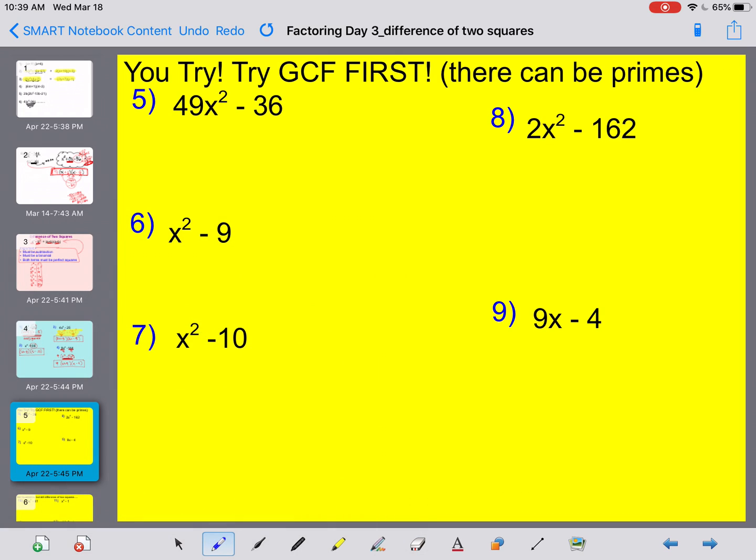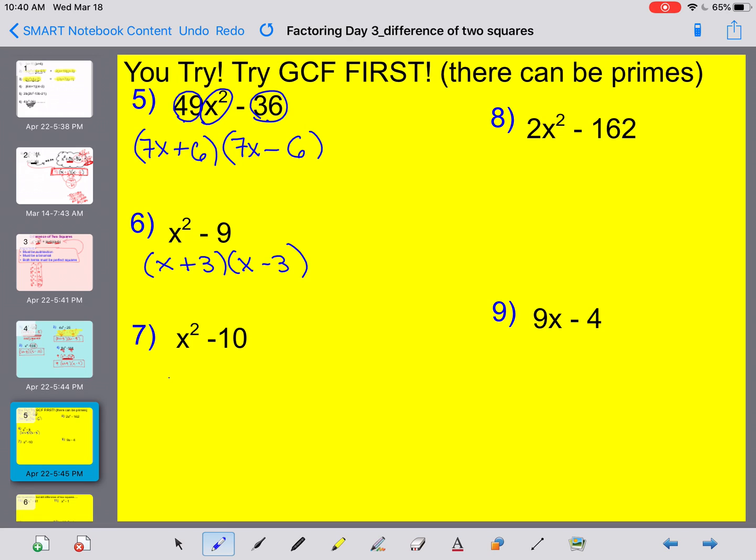Okay, so for number 5, there's no GCF. I'm looking at all of these. These are perfect squares. Square root of 49 is 7. And I'm going to do 7x and 7x. That makes 49x squared. What's the square root of 36? 6. Make one plus and one of them minus. That's your answer. For number 6, x plus 3, x minus 3.